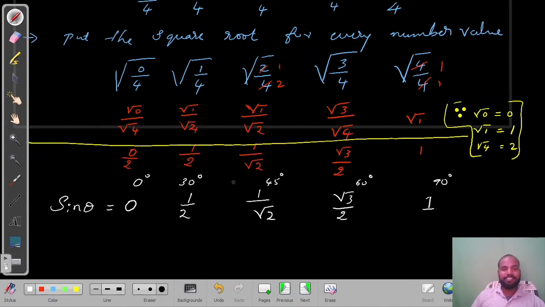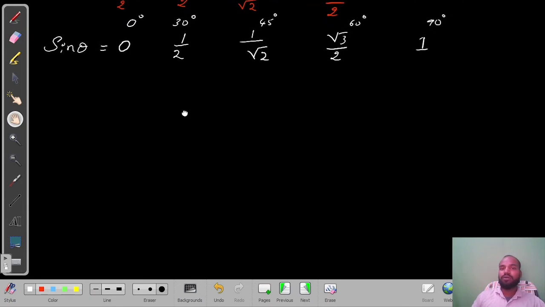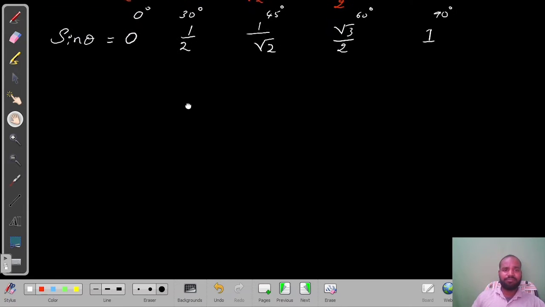You can try it. You can get the values. Now you got only sine values. You need to find the other 5 ratios, right? It is very easy. If you find one ratio value, then it is easy to get the other 5 ratios. How? I will explain that also. It is very simple to find.